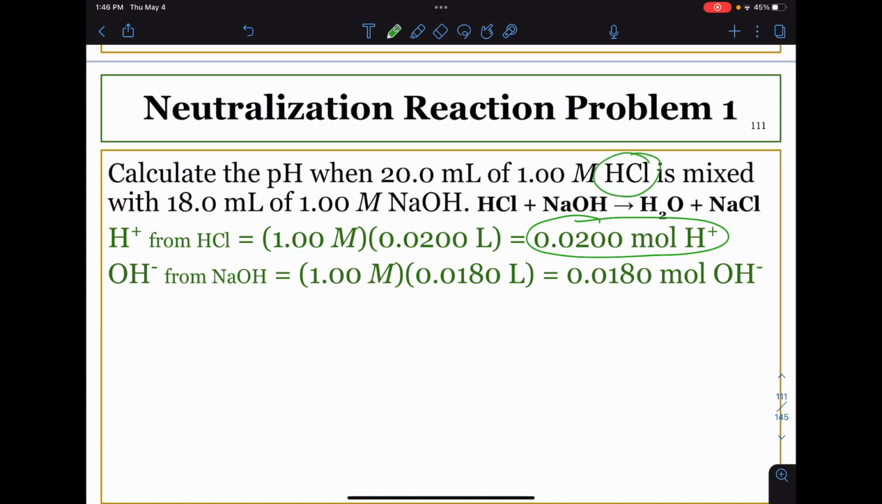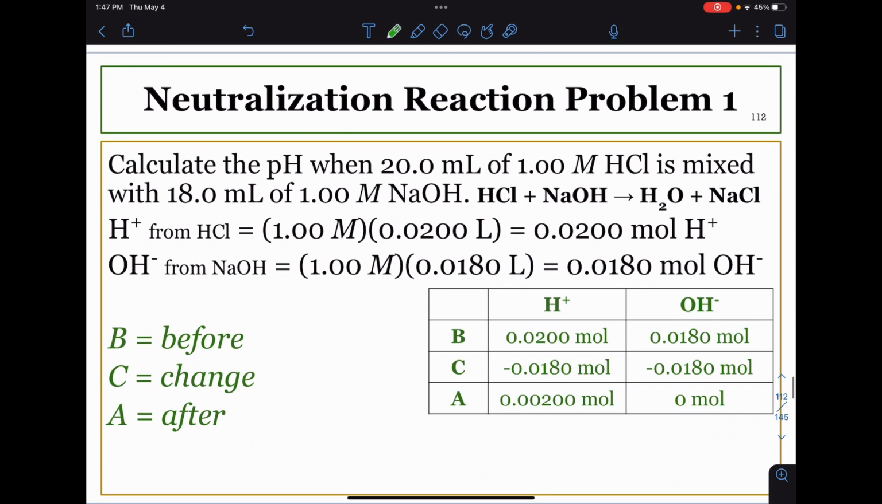HCl is a strong acid, so it will completely dissociate in solution. And the hydrogen ion is what we need to use in order to calculate pH. So we don't really care about the chloride ion in the solution. Then we do the same thing with the sodium hydroxide solution. We've got 1 molarity and it's 18 milliliters. So turn your 18 milliliters into 0.018 liters and we're left with 0.0180 moles of hydroxide. Again, sodium hydroxide is similar to the HCl in that it is a strong base. It will completely dissociate, and all we are worried about is the hydroxide and the hydrogen ions. Those are going to react, and we want to see how much we have left over.